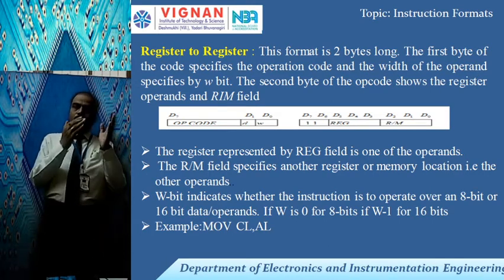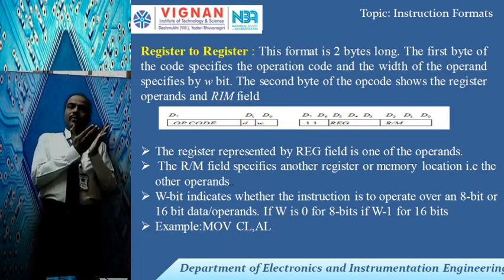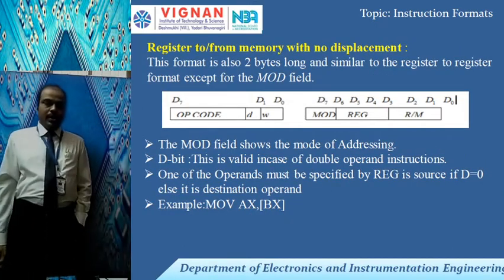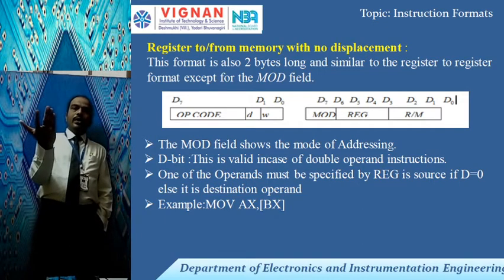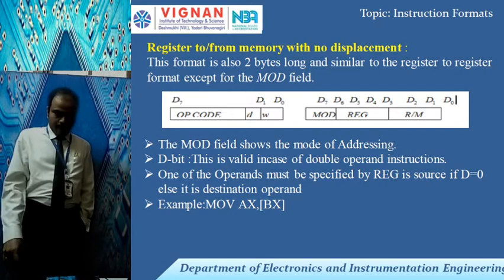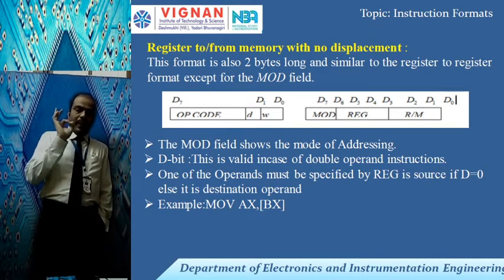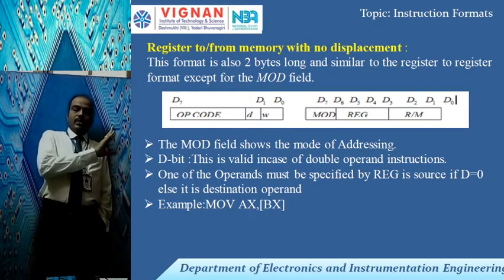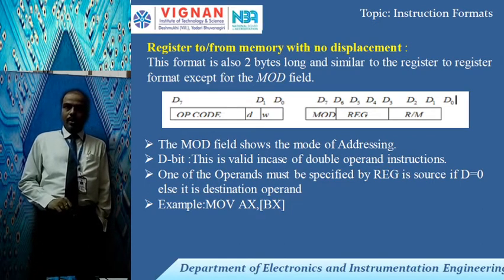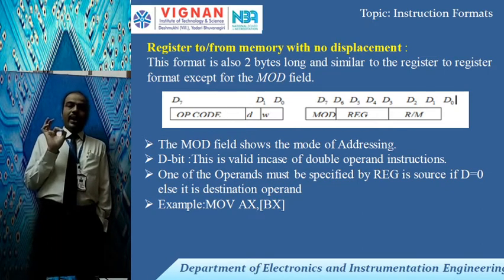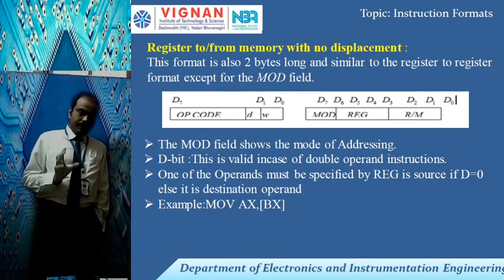So this is used to transfer data from one register to another register. And next, another one is register to memory, or from memory to register, with no displacement. Here it also has the same format, 2 bytes long, similar to the previous instruction format, that is register to register format, except for a MOD field. And here we have a separate addressing mode.